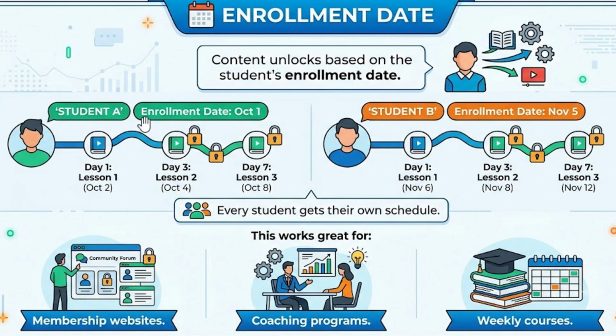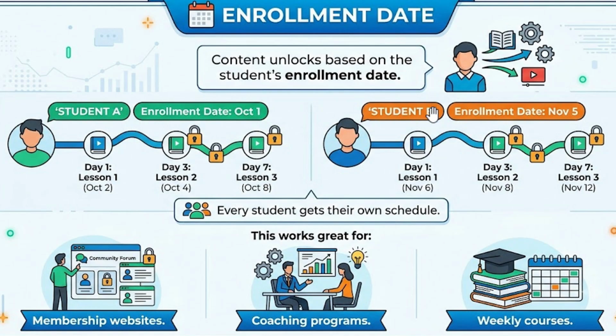Suppose student A enrolls in the course on the 2nd October. So immediately he will get the access of lesson 1. On the 3rd day of the enrollment, I mean October 4th, he will get the access of lesson 2, and on the 7th day of the enrollment, I mean October 8th, he will get the access of lesson 3.